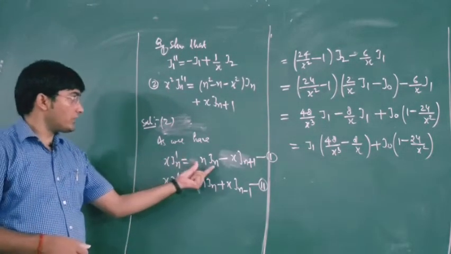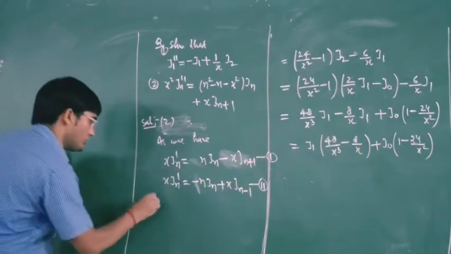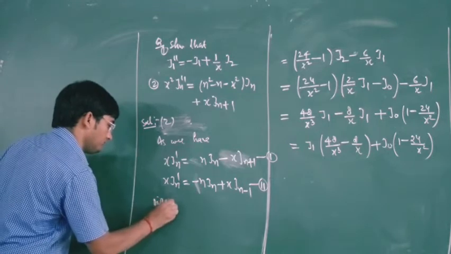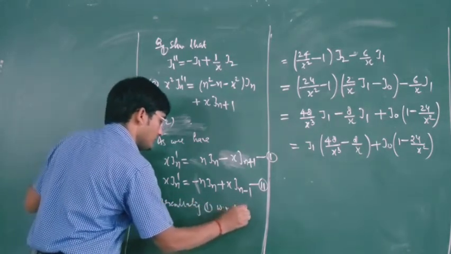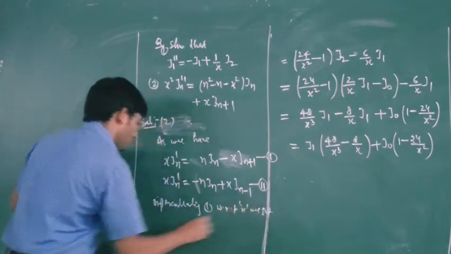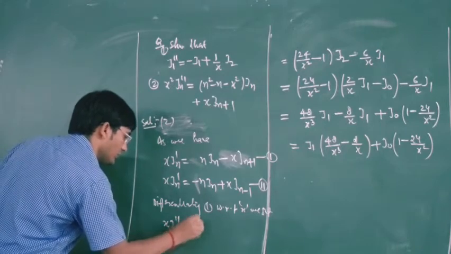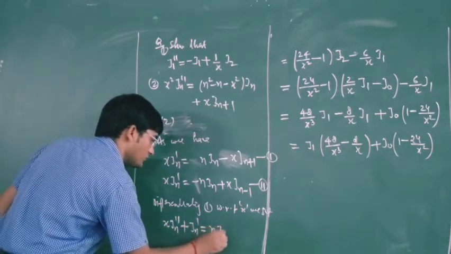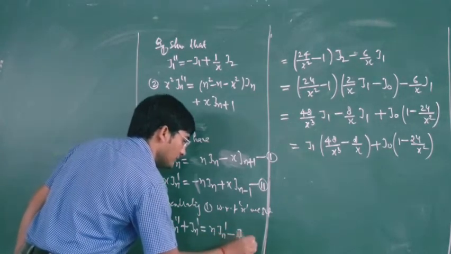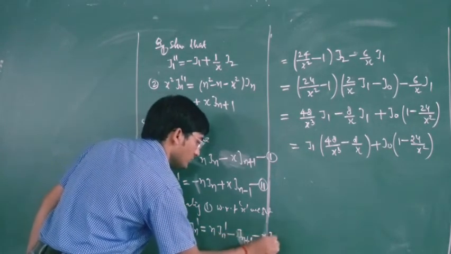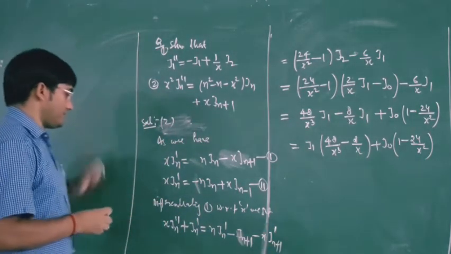Now let us differentiate equation number 1 with respect to x. So differentiating 1 with respect to x, we get, the first one will be x Jn double dash plus Jn dash. Now in the right hand side we will have n into Jn dash minus Jn plus 1, then we will have x into Jn plus 1 dash. Now multiply this whole equation by x.